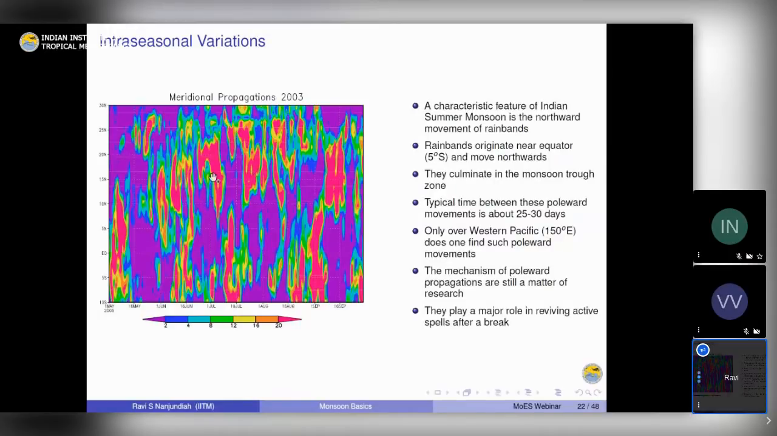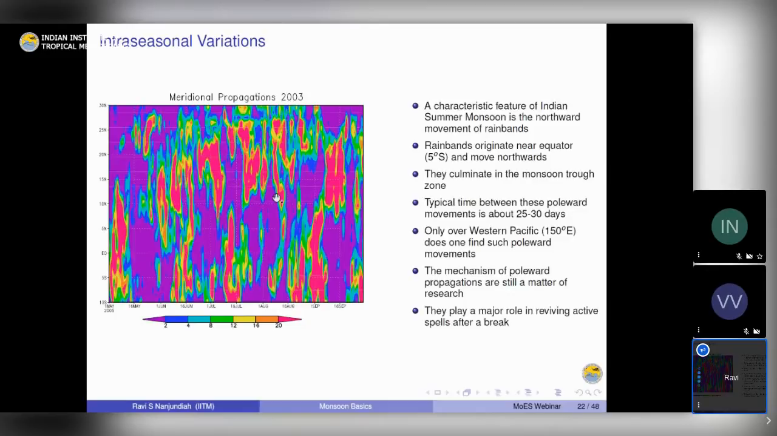This is something unique to the Indian region, and to a certain extent it also happens over the Western Pacific. That is, it starts around 5 north or 5 south and then moves northward. And then it stays in this region, the trough zone. This is more or less the trough zone, where it hangs around for a few days. Then a second one generates here, and then it moves northward. So this has a typical periodicity. I won't call it a periodicity, but a time interval of about 30 to 40 days.